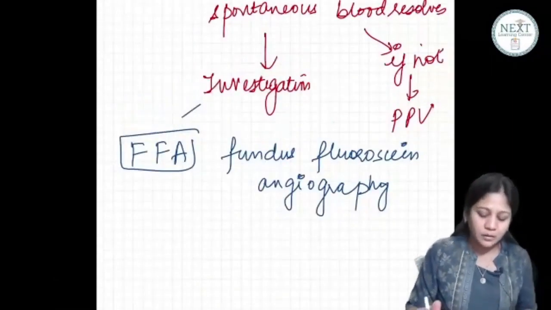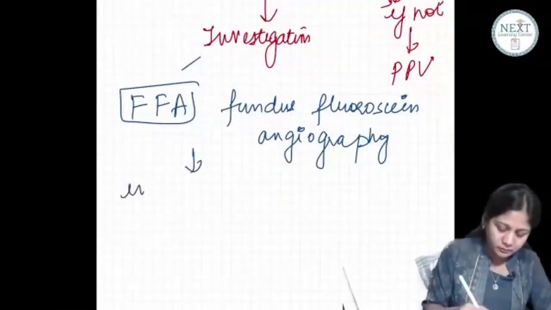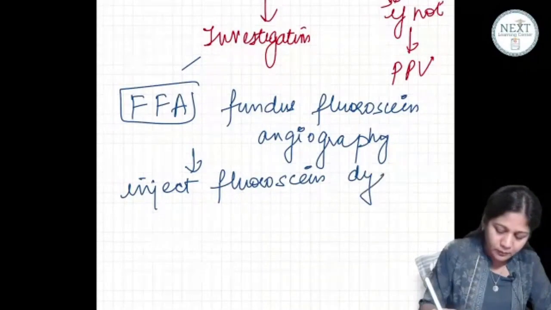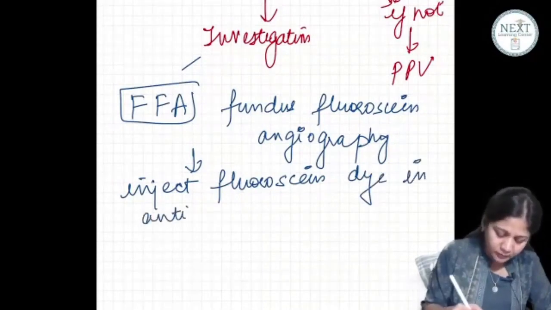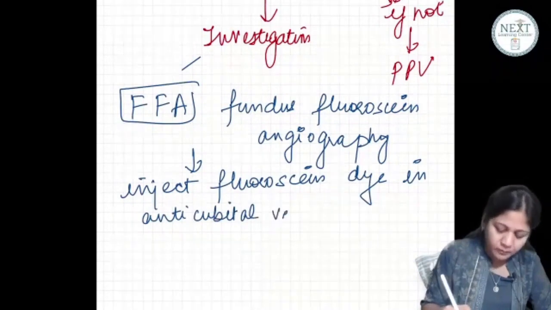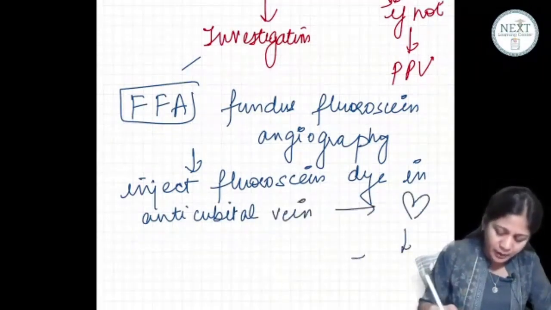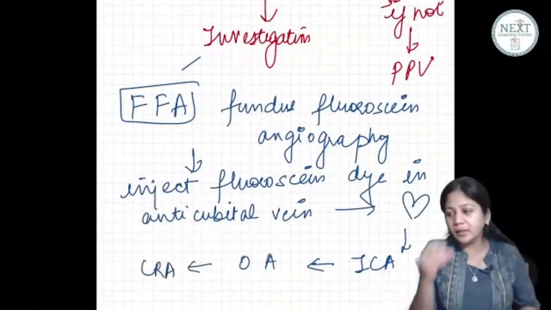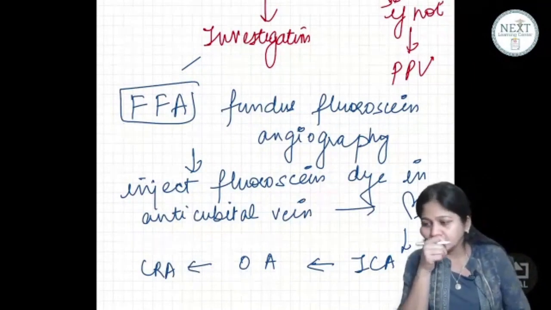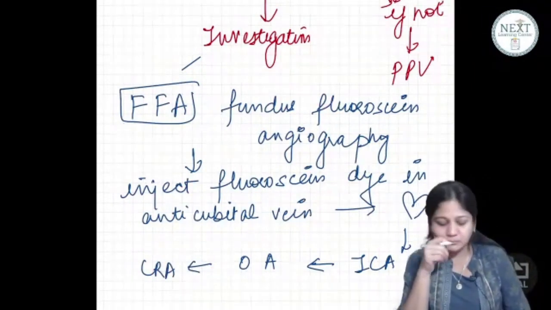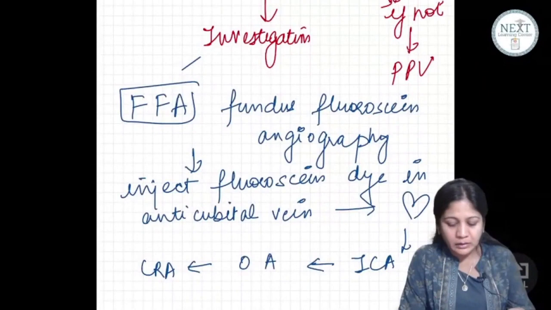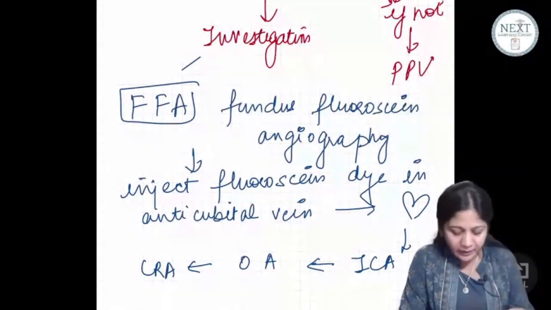So how to manage? You will do a FFA where you inject fluorescein dye. In which vein? In the antecubital vein. It goes to the heart, from the heart internal carotid, ophthalmic and central retinal artery. Is it clear till here? You can finish writing this and then I'll show you. Dr. Tripathi, I'll show you later. You can finish writing this.